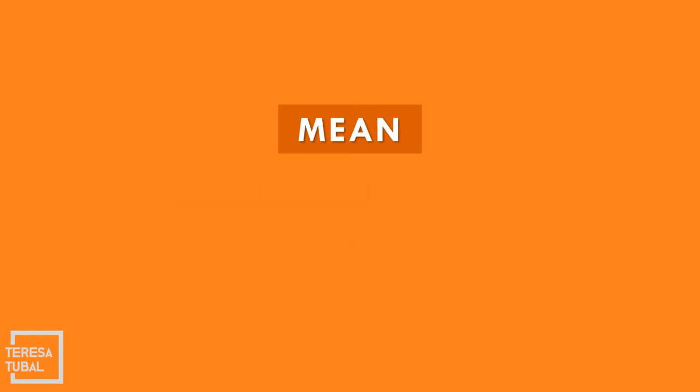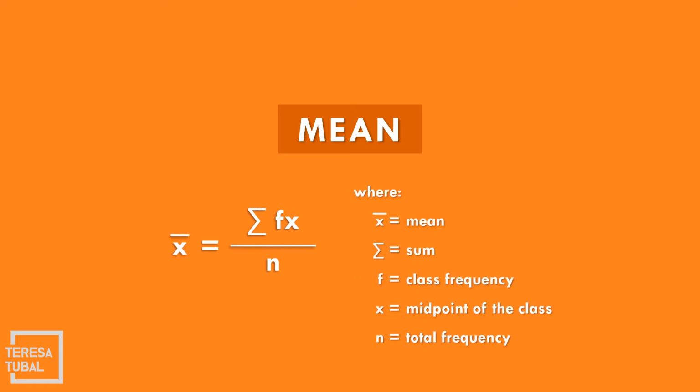What could be the formula for the mean of group data? Mean, that is the symbol for the mean, is equal to summation, that is the sum, f, that is the class frequency, x, that could be the midpoint of the class, all over the total frequency, so all over n.